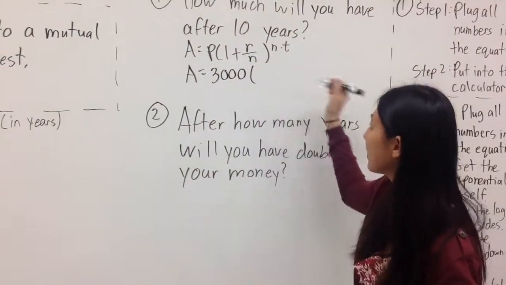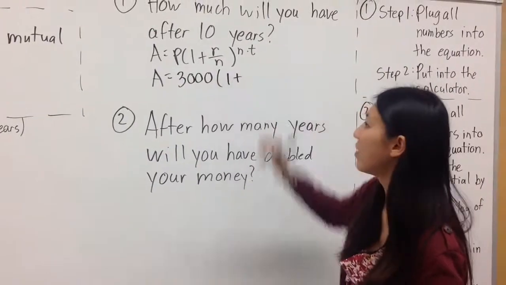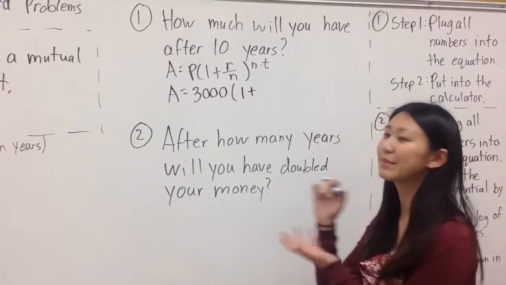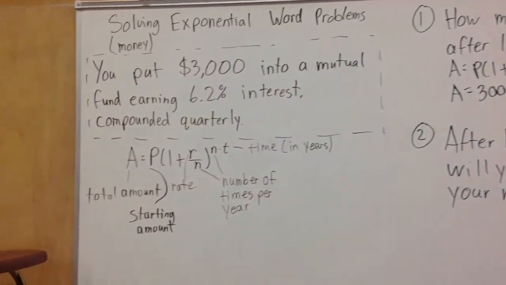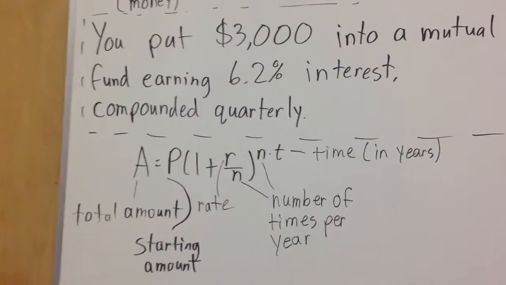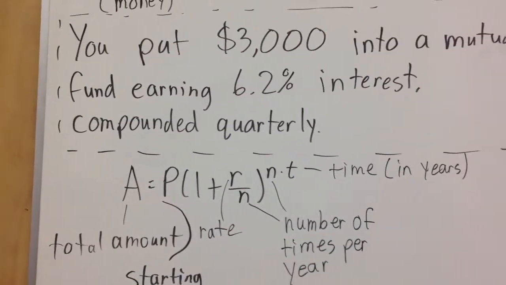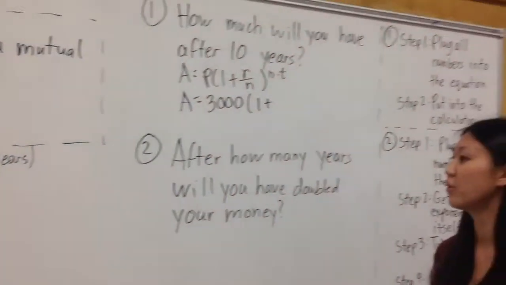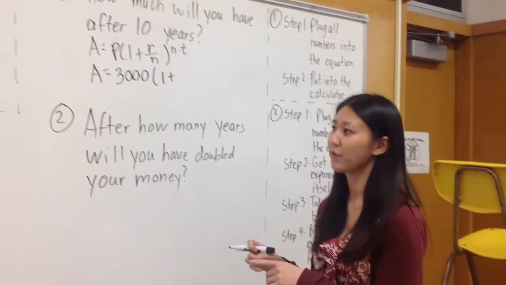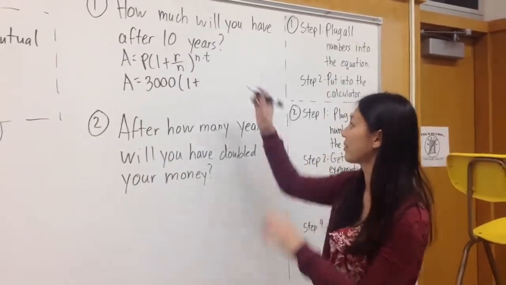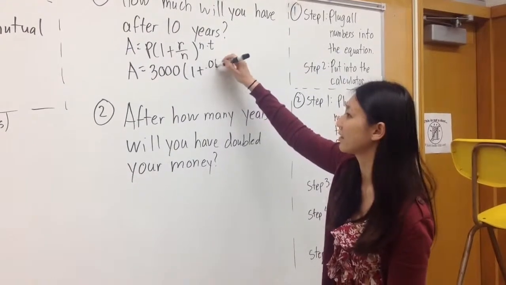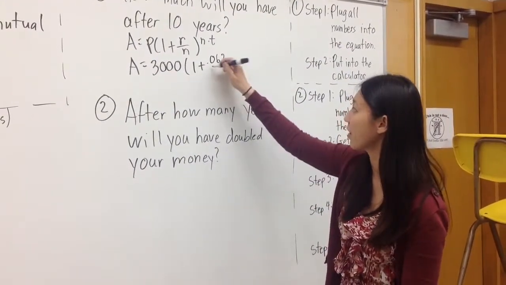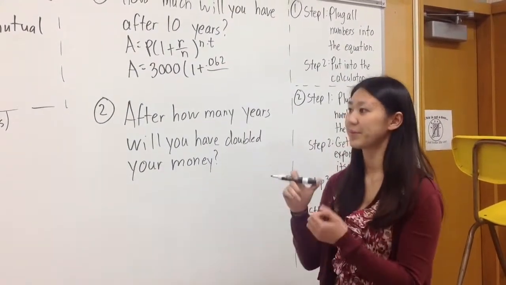So that's P. Now we have 1 plus R. R is that 6.2% interest. But with percentages, in order to actually use them as decimals, you need to move the decimal place over 2 places to the left. So it's going to be 0.062 for R.